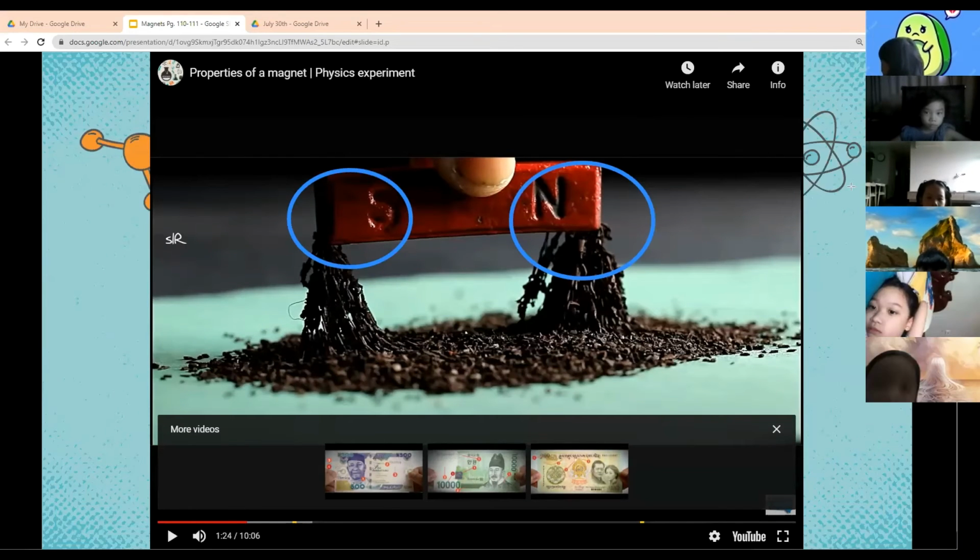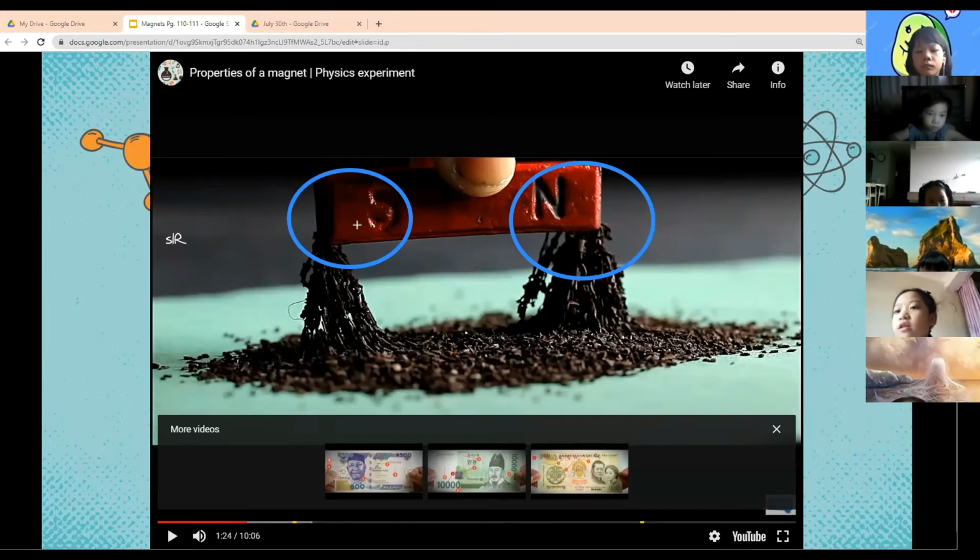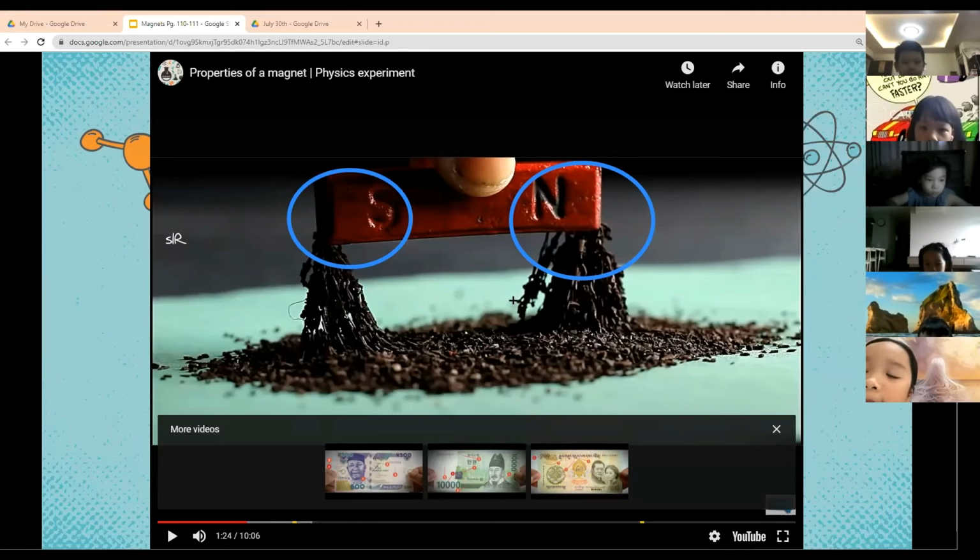Emma, what's this word called? What are they attracted to? Let's not sleep, Emma. This is the magnet. Yeah, the north and south what? What are these ends called? The north and south. What's the word? Starts with a P.